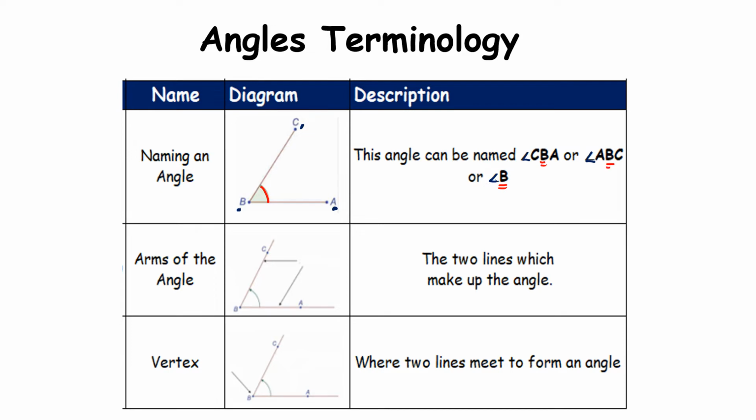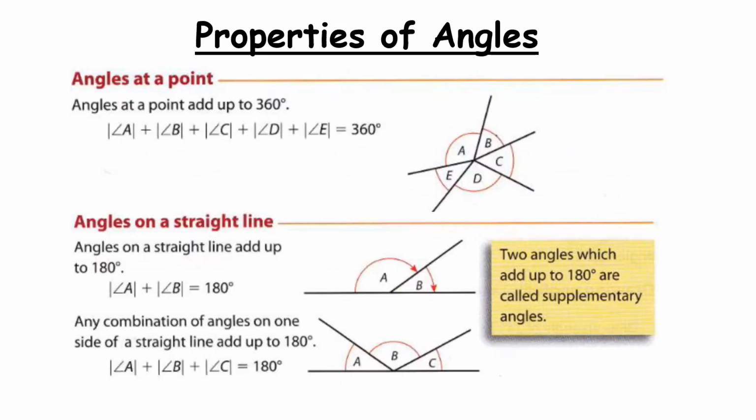The arms of the angle are the 2 lines which make up the angle, and the vertex is where they meet. It's that point. The plural of vertex is vertices. So if we were to move into shapes and talk about a triangle, instead of saying 3 points, we might call them 3 vertices.